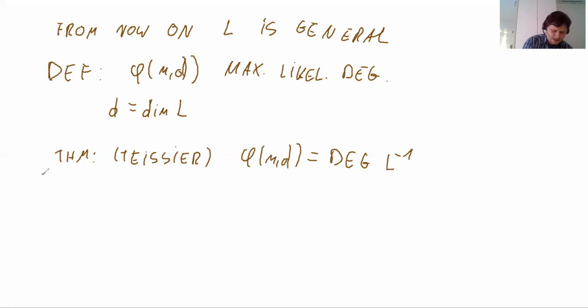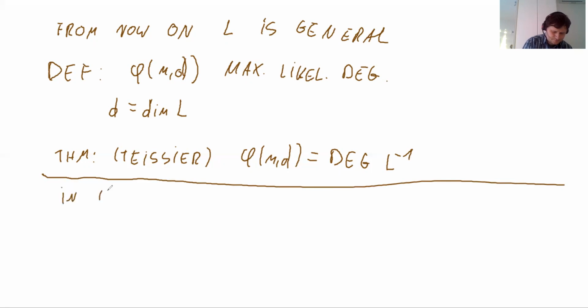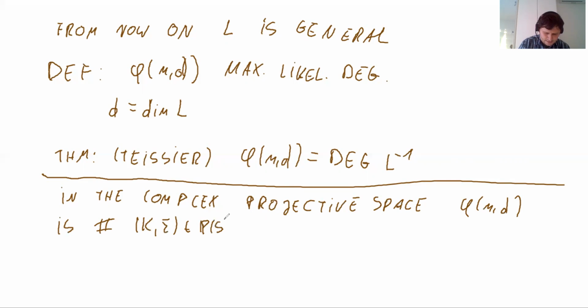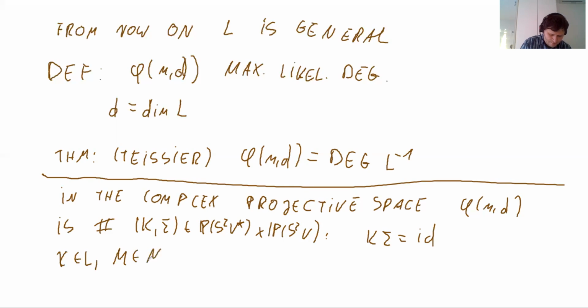Okay, so again, in the complex projective space, we no longer have to remember this projection pi, because we just want the degree of L inverse. So phi n d is the number of pairs of matrices K, sigma in P S2 V dual times P S2 V, such that they are inverses to each other. So K sigma is the identity. And K belongs to L, sigma belongs to M.